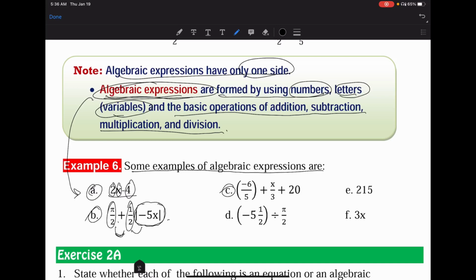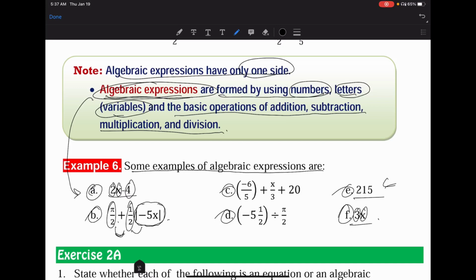D is also an algebraic expression. E is just a constant, therefore it's also an algebraic expression. It's also a term, by the way, because the definition of a term includes that every constant is also a term. And F is also an algebraic expression, and it's also a term, because it is a product of a constant and a variable.